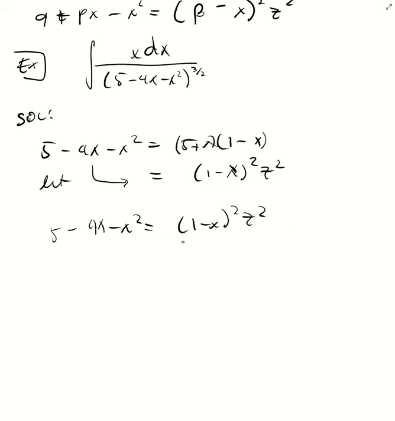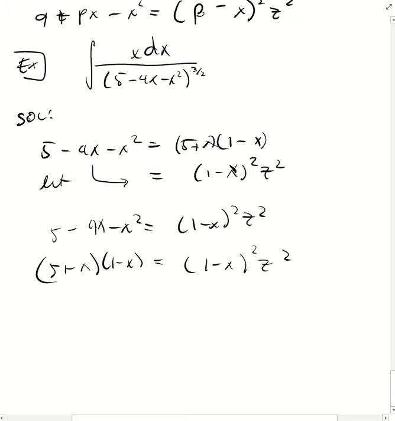Then we solve for x. We can make this one as 5 plus x by 1 minus x, so that we can cancel out that 1 minus x at the right side. So 1 minus x squared is z squared. So we can cancel out this one and the other one.